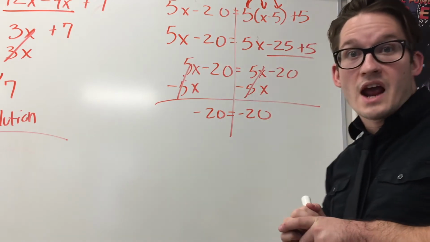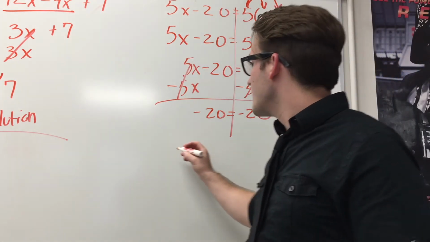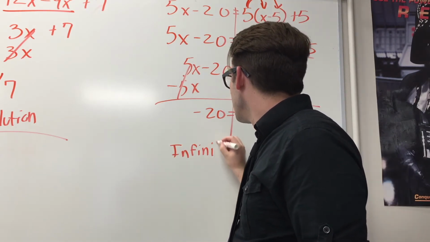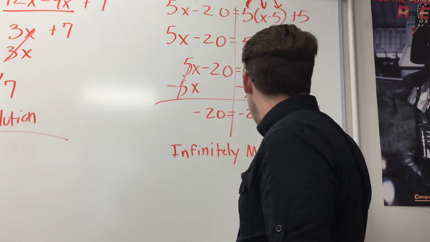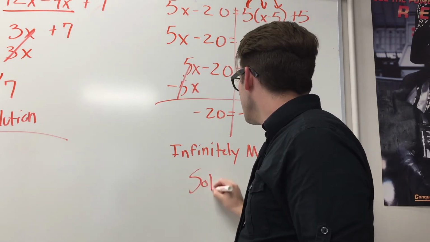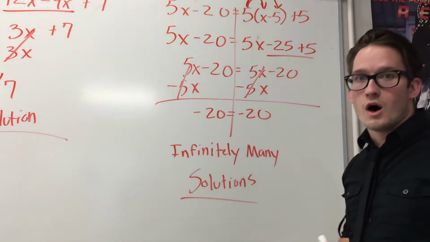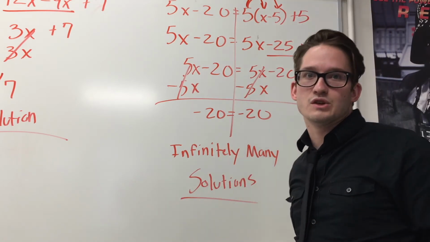Okay? So negative 20 will always equal negative 20. That's why this one is infinitely many solutions, because negative 20 is always equal to negative 20. It's always true. That means there's infinite solutions and infinite values for x.